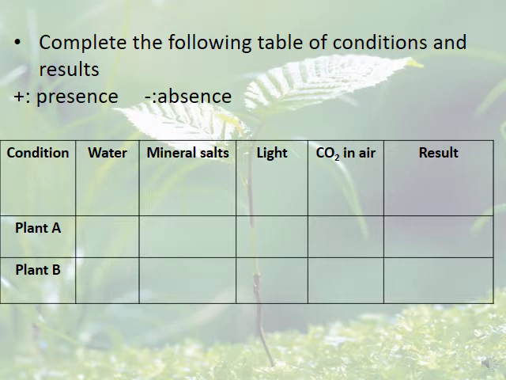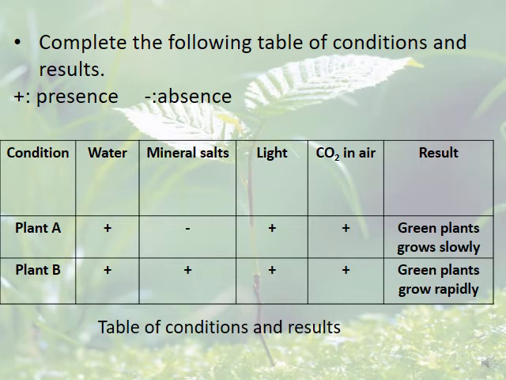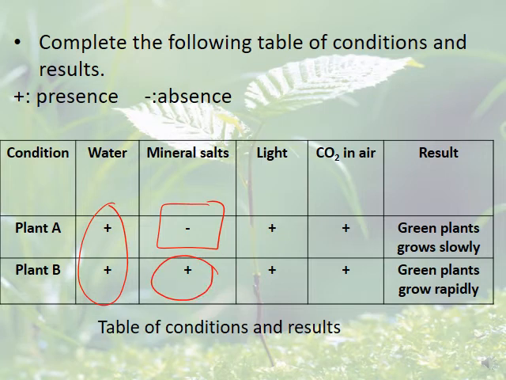So here complete the table. Both of them have water. Plant A has no minerals, whereas plant B contains minerals. Then light is present in both plants A and B.